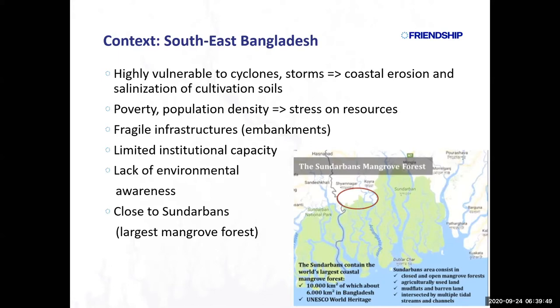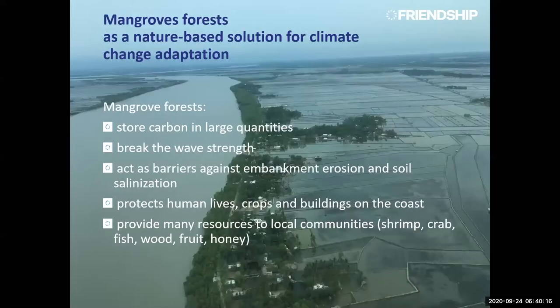Our program is intended to address poverty and population density and support people to be able to adapt to the situation due to climate change. We have really invested our efforts in enhancing institutional capacity, and at the same time raising environmental awareness. The project is very close to the Sundarbans, the largest mangrove forest in the world. As we are already aware, the mangrove forest stores carbon in large quantities. It's a break wave strength.